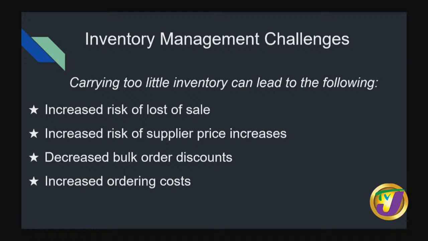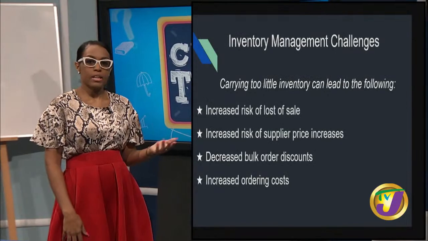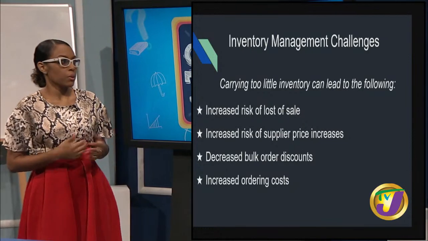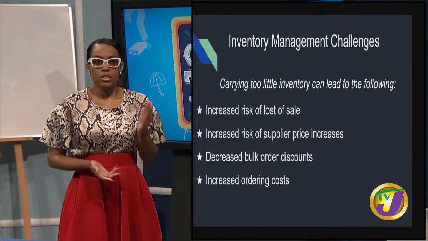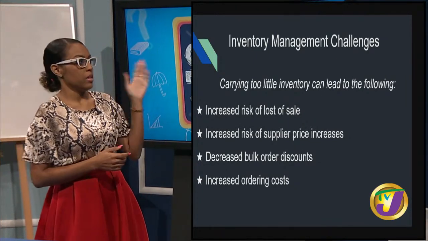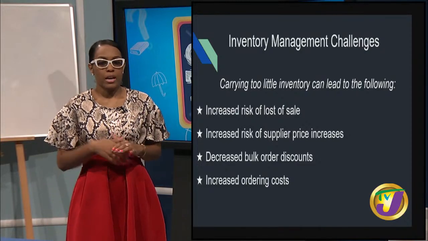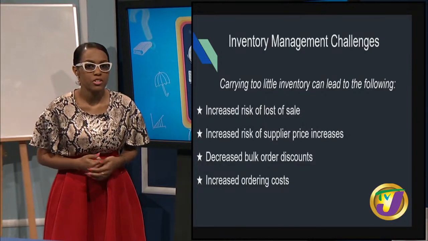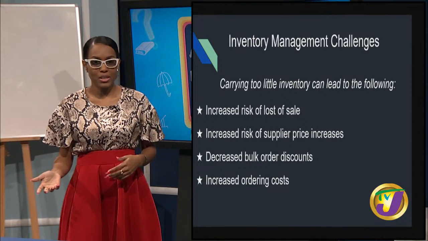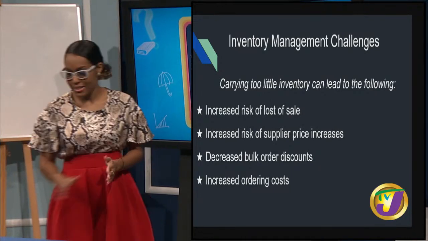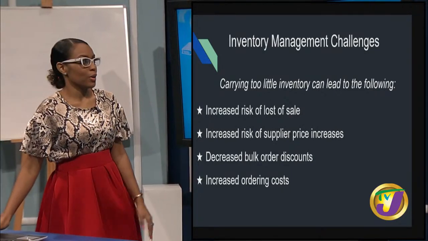Decreased bulk order discounts. You're not buying as much as you ought to, so you're not going to basically get the economies of scale there. You're not going to get the discount for bulk, because the more you buy, the less you will pay. Increased ordering costs. So these are some of the things that we want to look at. Not to have too much inventory, not to have too little, but having the right amount in your company.